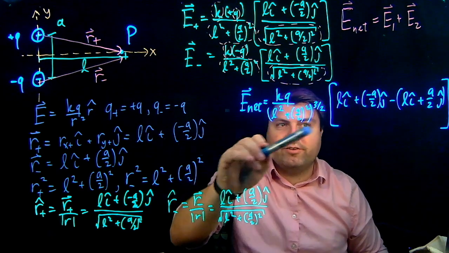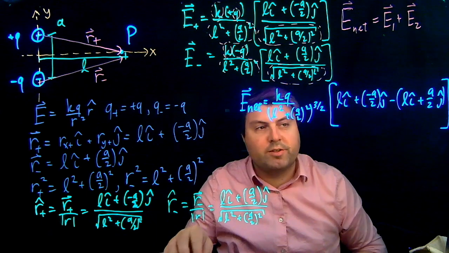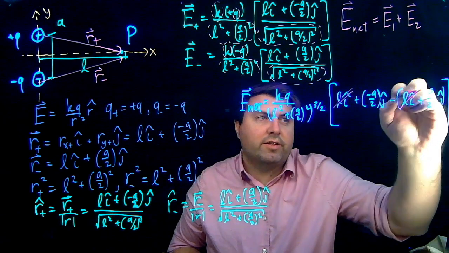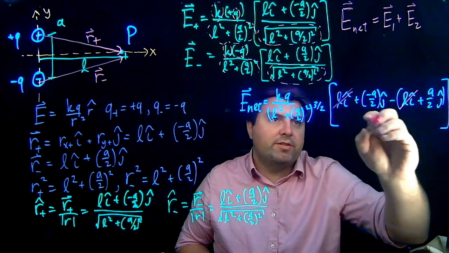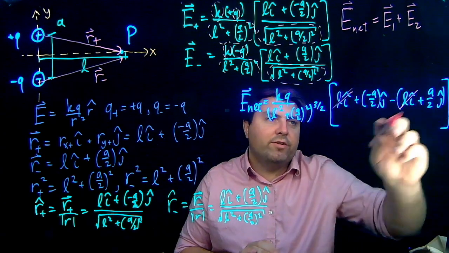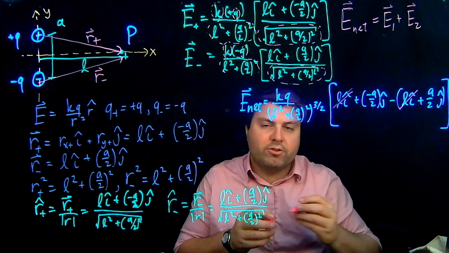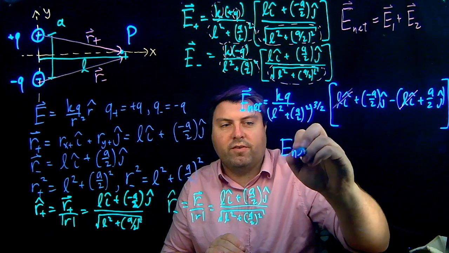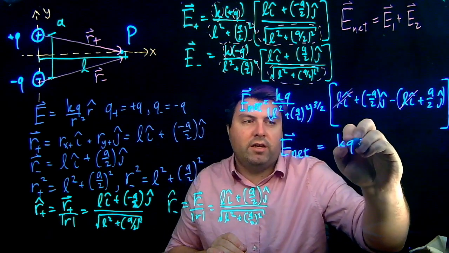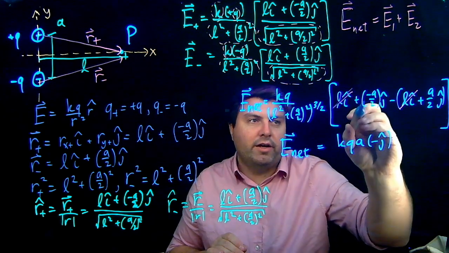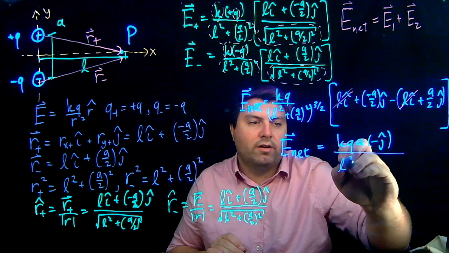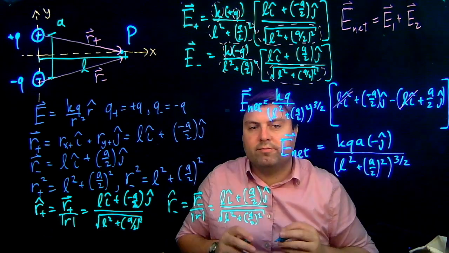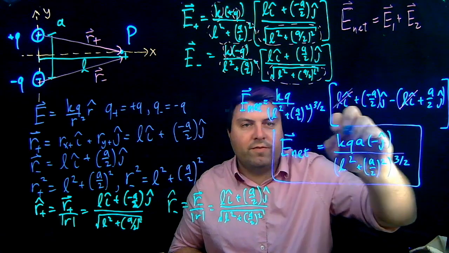Well, we're done with anything interesting here. All we have to do now is simplify. L I hat minus L I hat cancels out. Then this minus distributes here, and this minus distributes here, so we get negative A over 2 plus negative A over 2, and we get just A from this. So my net electric field is going to be K Q A with a negative J hat over L squared plus A over 2 quantity squared to the 3 halves power. So that is my net electric field.